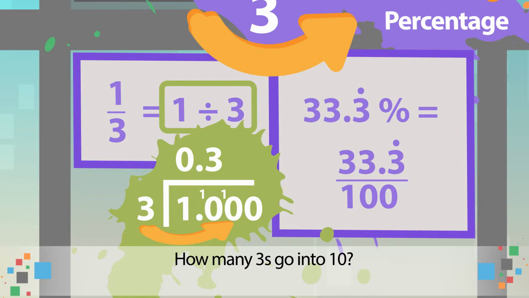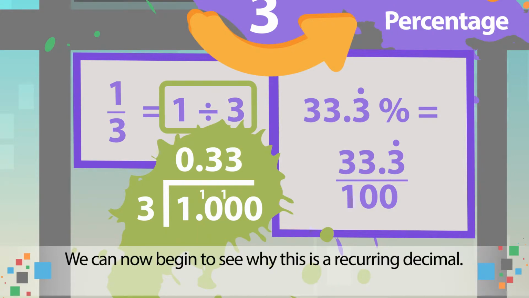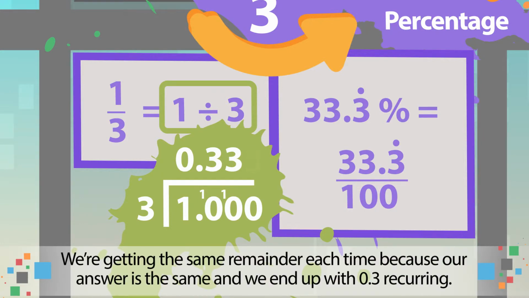How many 3's go into 10? 3 again. We can now begin to see why this is a recurring decimal. We're getting the same remainder each time because our answer is the same and we end up with 0.3 recurring.